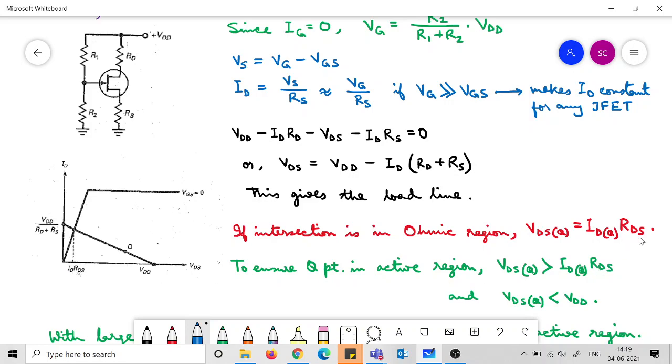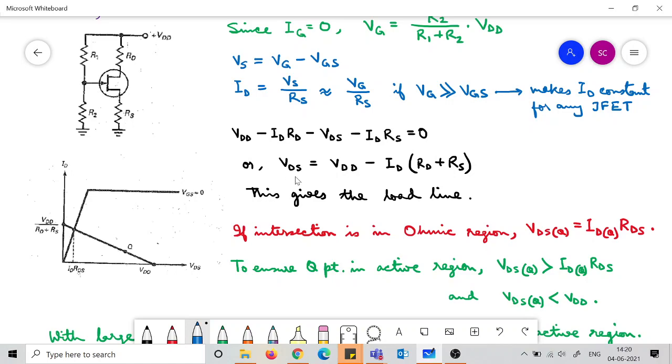But we don't want the Q point to be in the ohmic region. We want the Q point in the active region. So we should ensure that our VDS Q point is much greater than this ID RDS. Remember, the RDS value is supplied, or you can easily calculate it from the data sheet. So whatever value of current you calculate from this equation, VG by RS, you multiply it with RDS, and you are calculating VDS also from this equation.